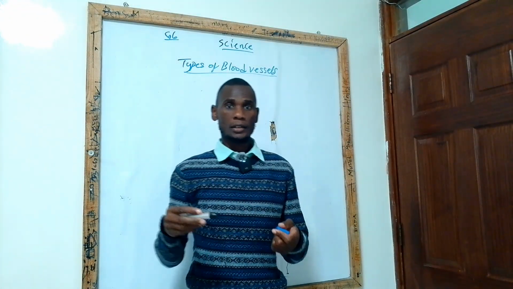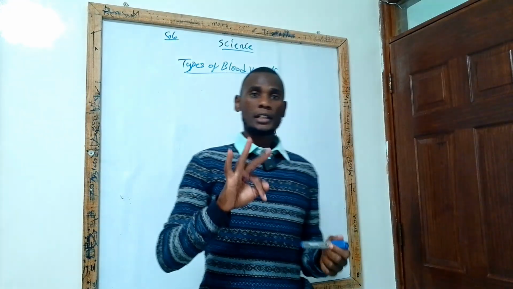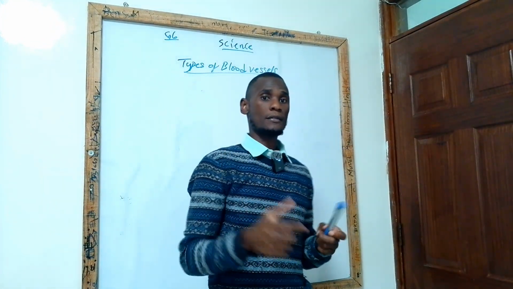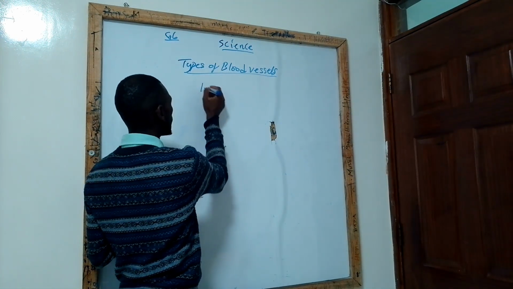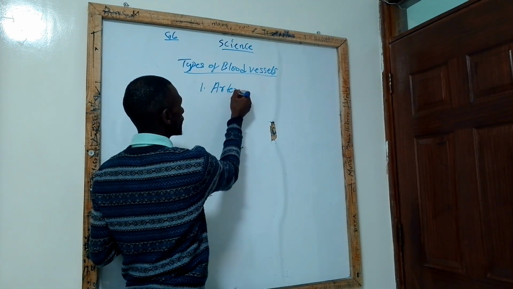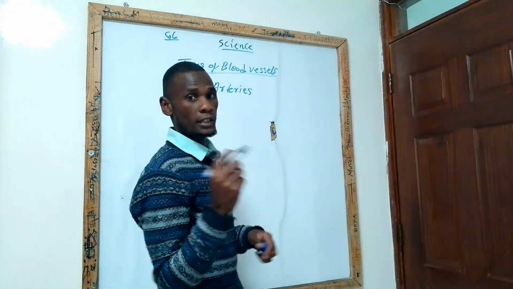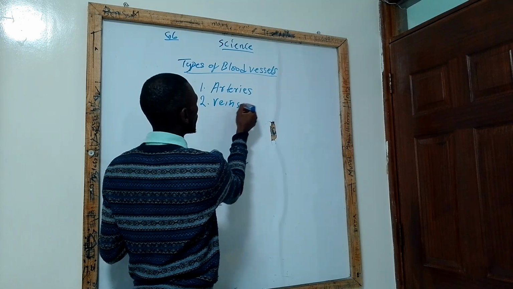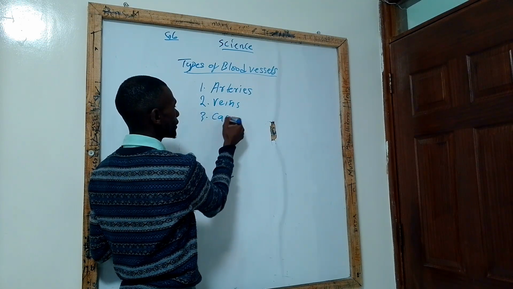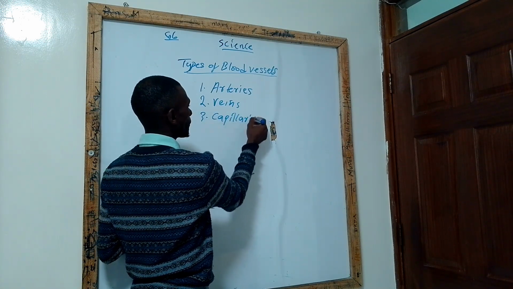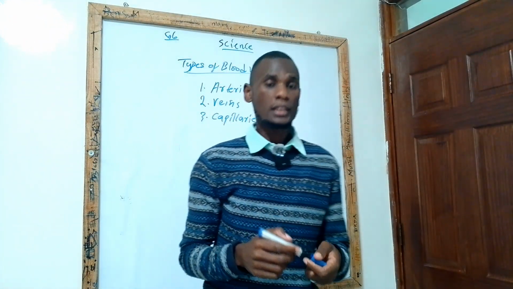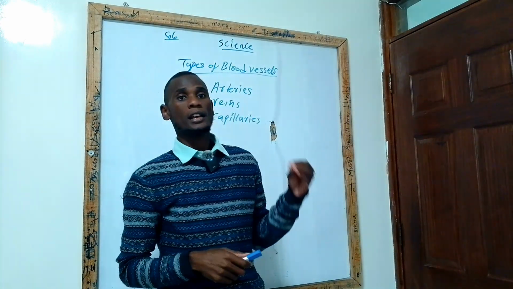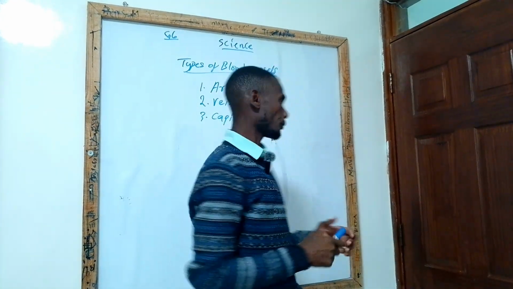Now, in the human circulatory system, there are three types of blood vessels. There are three main types of blood vessels. So the first one is what we call the arteries. We have arteries. Number two, we have the veins. And number three, we have the capillaries. Now, these are the three main types of blood vessels that we have in the human circulatory system.